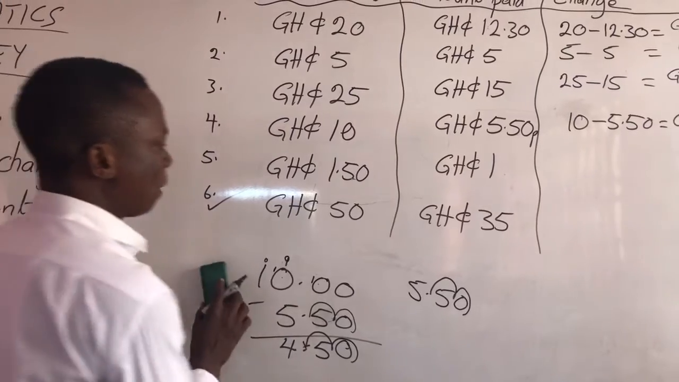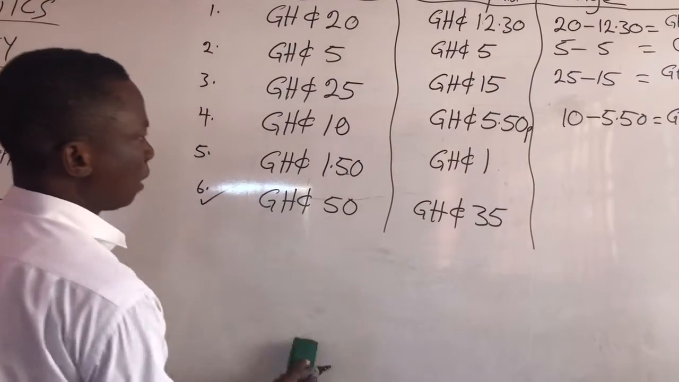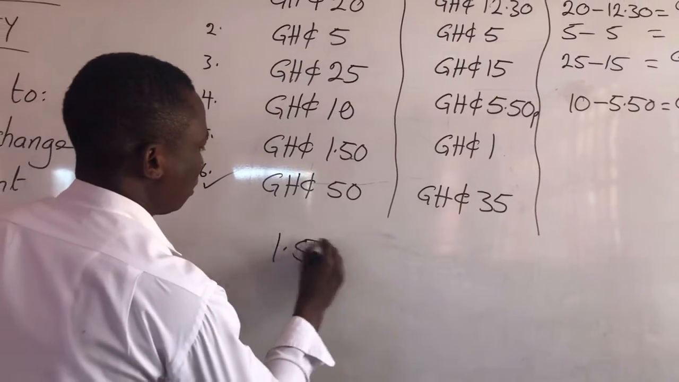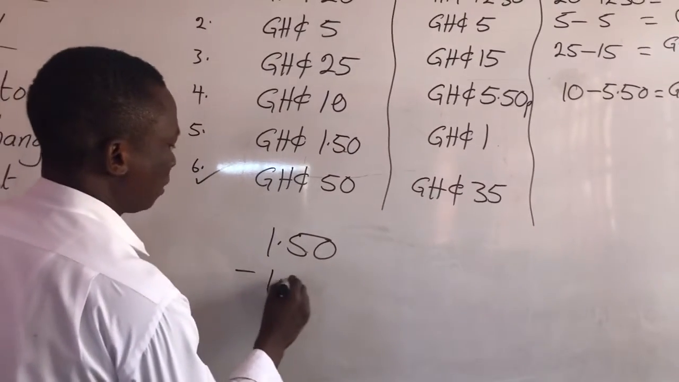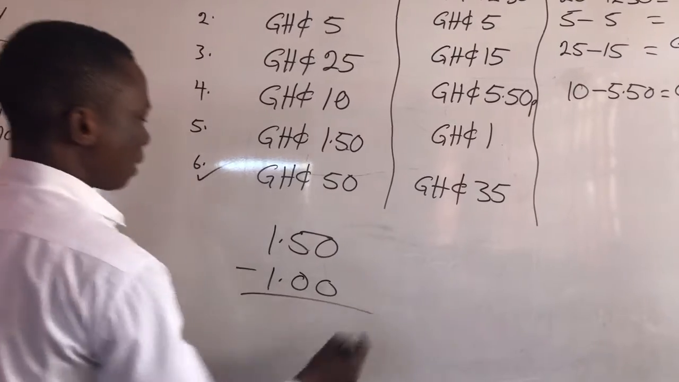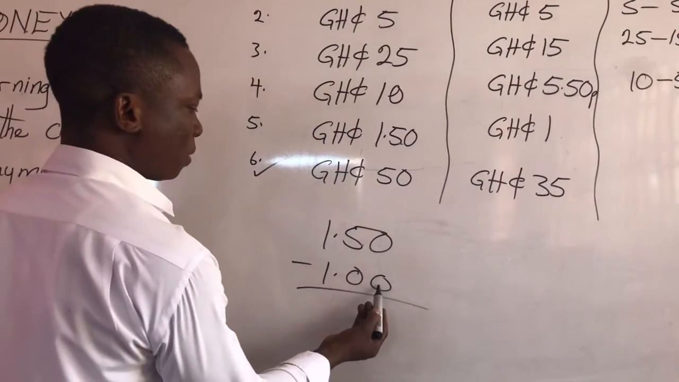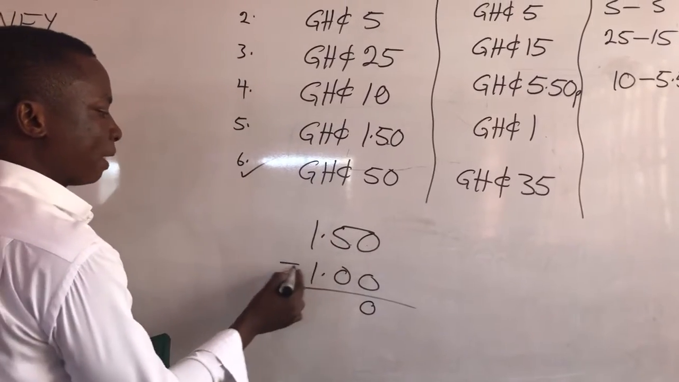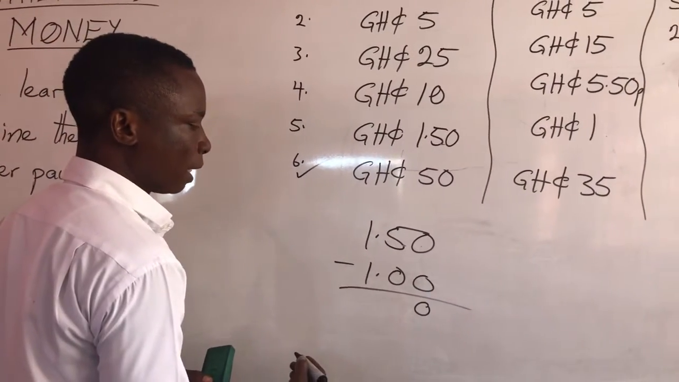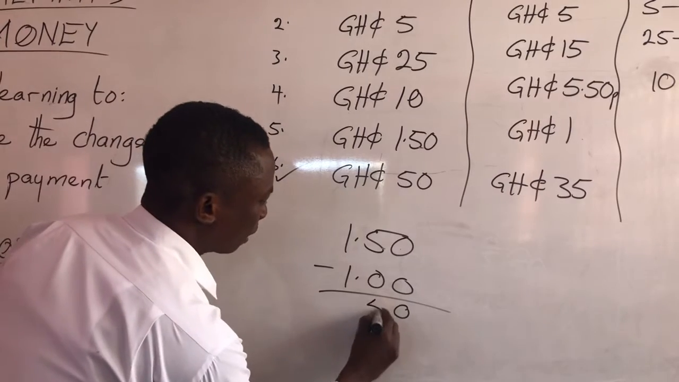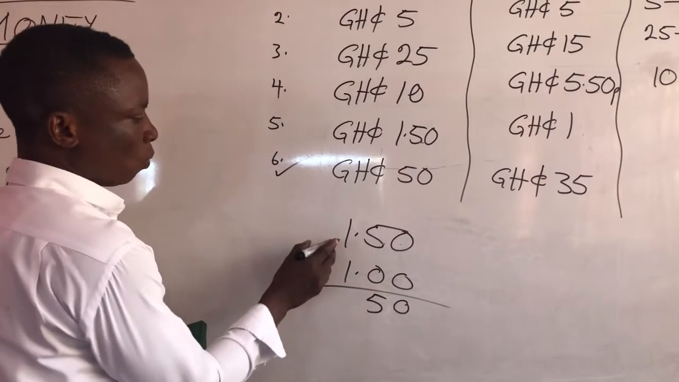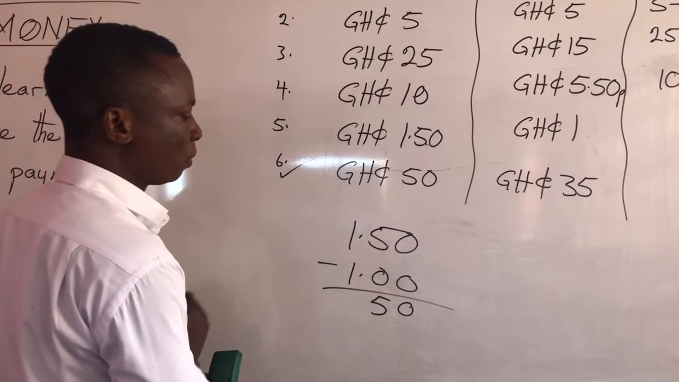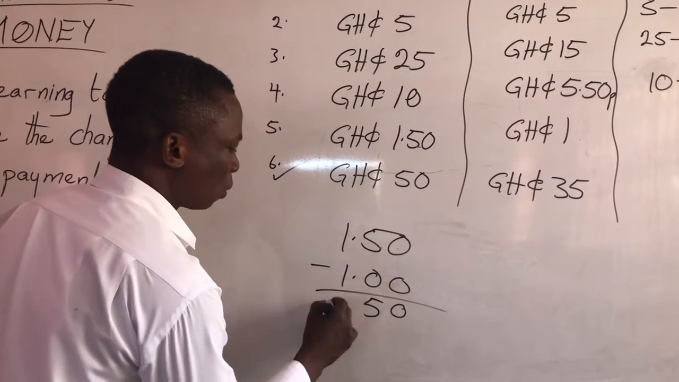Now we have 1 cedi 50 pesos, and we made a payment of 1 cedi. This is 1 cedi 50 pesos minus 1 cedi. Let's subtract. 0 minus 0 is what? 0. 5 minus 0 is what? Again, 5. You write your 5 down. 1 minus 1. What will you get? It will give you 0. So you write it or you leave it.